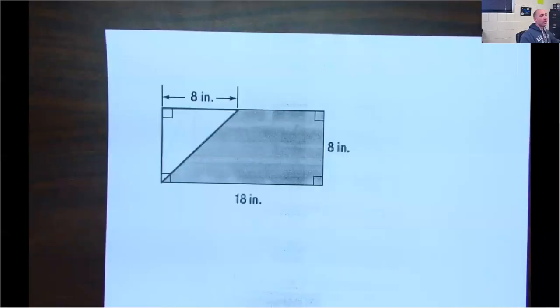Nolan here. All right, this video is going to be kind of short and sweet. We are finding the area of the shaded region on composite figures. So let me go ahead and share my screen.